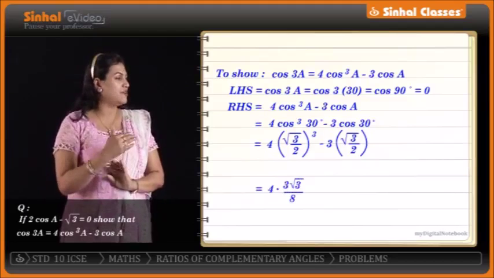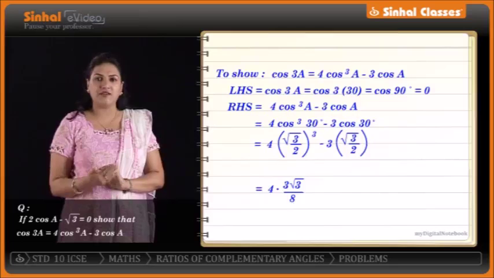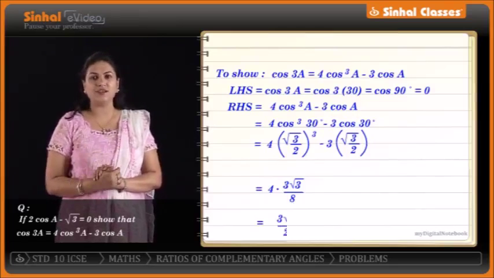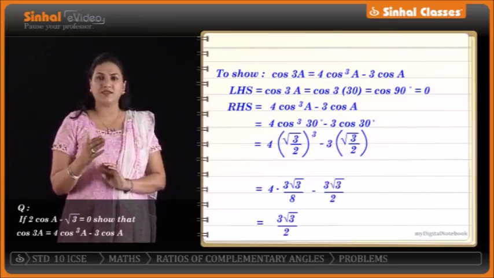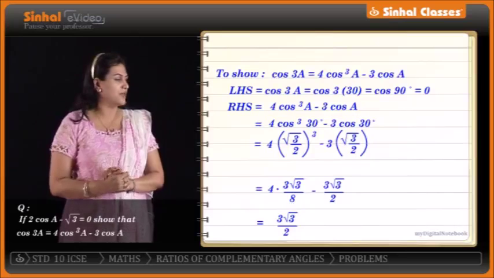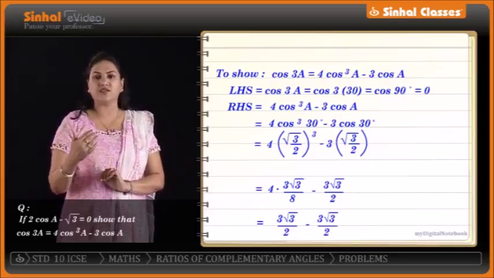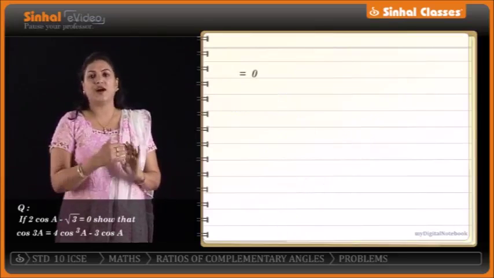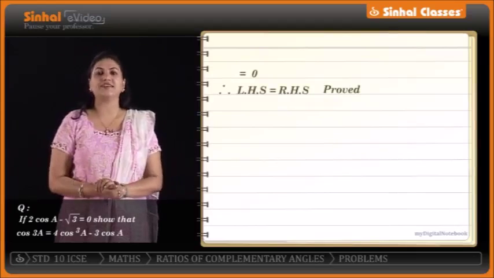So, we have 4 into 3 root 3 upon 8, which can further be simplified as 3 root 3 upon 2. Now the second term there will give us minus 3 root 3 upon 2. So we have 3 root 3 upon 2 minus 3 root 3 upon 2, which is nothing but 0. So RHS is 0. So we have proved LHS and RHS equal.